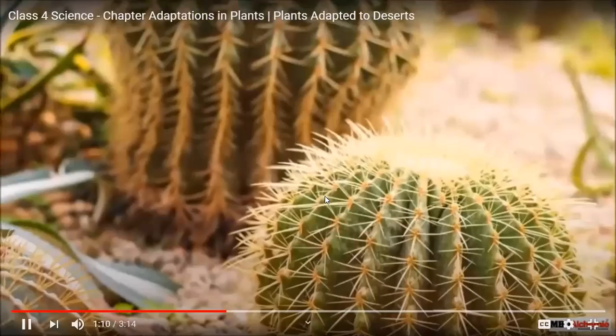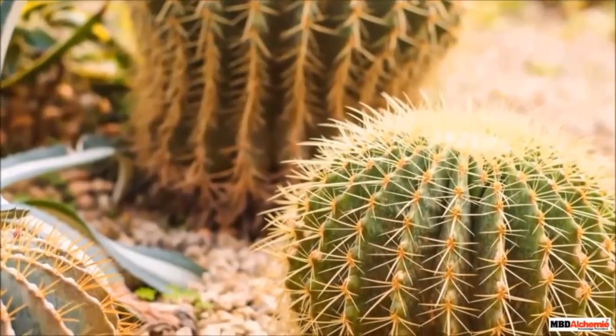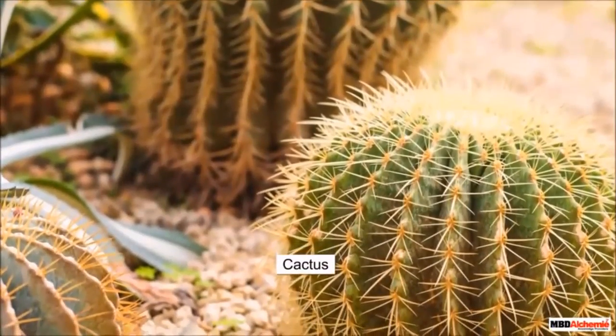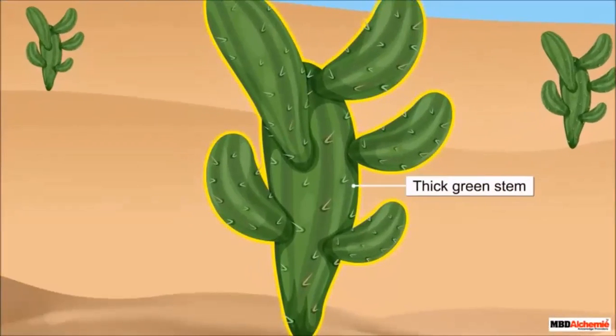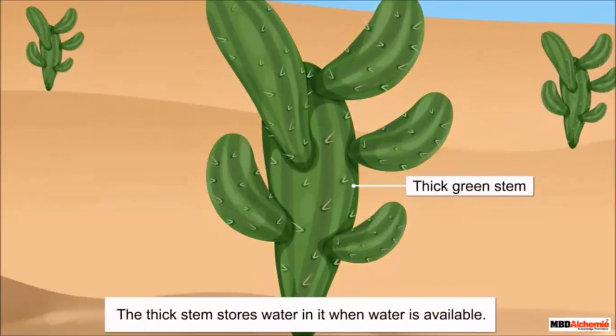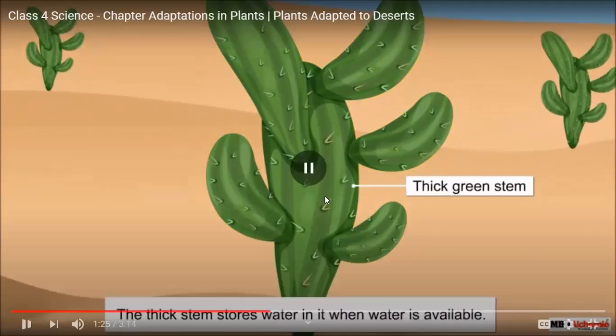Let's discuss these adaptations by considering the example of a cactus plant. A cactus plant has a thick green stem. The thick stem stores water in it when water is available.